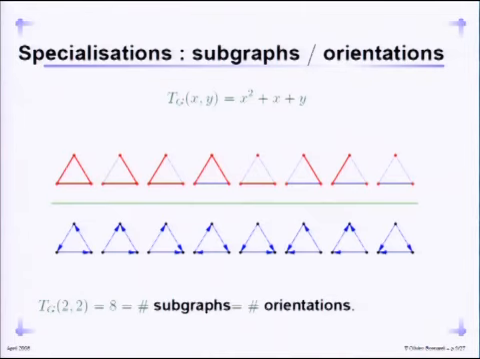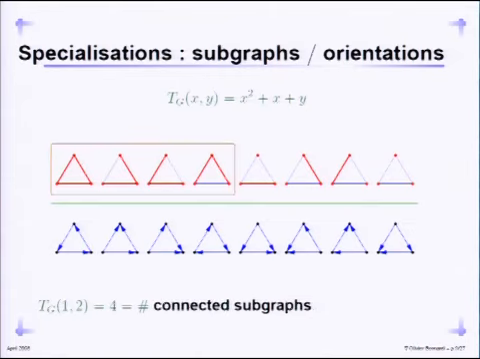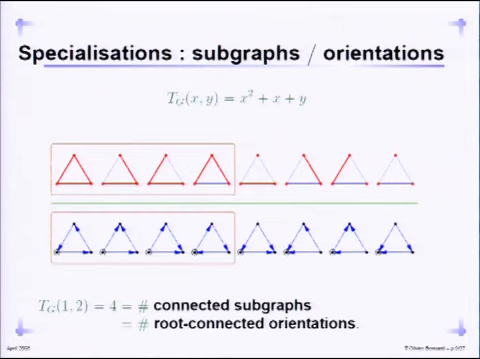So I took my example of the triangle. Here are the subgraphs, here are the orientations. The evaluation 2 of the Tutte polynomial is 2 to the number of edges. This is counting subgraphs, and of course also the orientations. And now let's take this evaluation, counting connected subgraphs. This is also the evaluation that is counting root-connected orientations.